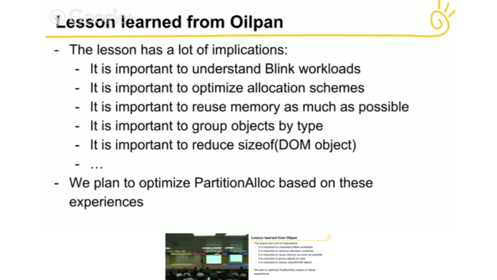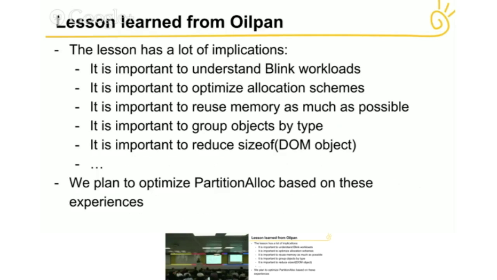So this lesson has a lot of implications. For example, it is important to understand Blink workloads. It is important to optimize allocation schemes, and to reuse memory as much as possible. It is important to group objects by type because the same type objects are likely to be accessed together. And also, it is important to reduce size of DOM objects.